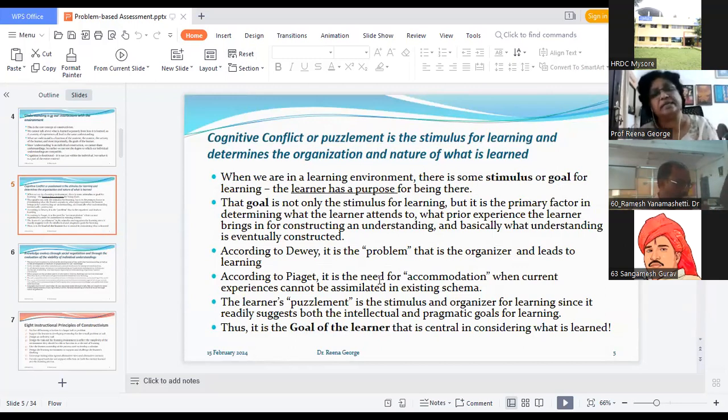We have been taught nursery rhymes, so many different kinds of nursery rhymes. So we were taught Humpty Dumpty. Humpty Dumpty sat on a wall. Humpty Dumpty had a great fall. All the king's horses and all the king's men could not put Humpty Dumpty together again.